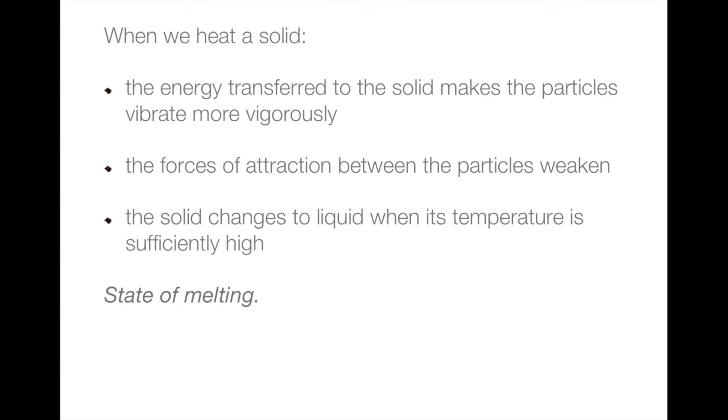We're going to talk more about gas a bit later, but first of all, let's see how we can change between the different states of matter. First of all, let's say I want to change something from solid to liquid. This is called melting, and we're all familiar with it. Why does melting take place? Because of the energy transferred to the solid when we heat it, it makes the particles vibrate more vigorously. Since they vibrate more vigorously, they may break off from the crystal lattice, and therefore they will start to move more freely than before. Also, since we are providing energy to the solid, we are giving energy to break the bonds. So the forces of attraction between the particles will weaken. And last, the solid changes to liquid when its temperature is sufficiently high. Alright, and this is the process of melting.